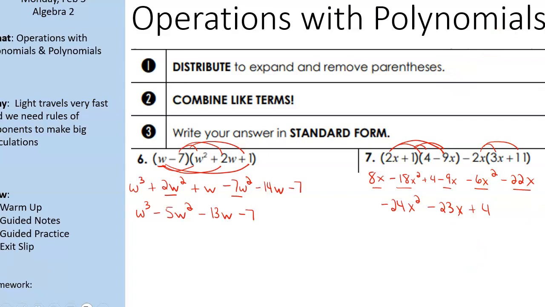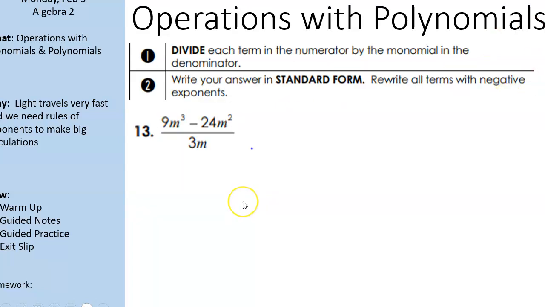Okay, last but not least, we're going to divide with polynomials. We're going to divide each one by a monomial right now. And we're going to write our answers in standard form. So when we have 9m cubed minus 24m squared, all divided by 3m, we're going to just pull this apart. So we're going to rewrite this as 9m cubed divided by 3m minus 24m squared divided by 3m. And you got it. We're going to divide each term by that 3m.